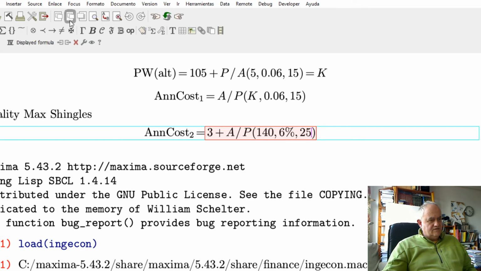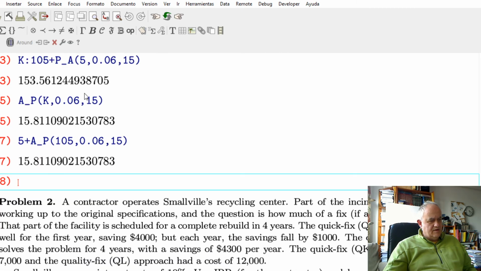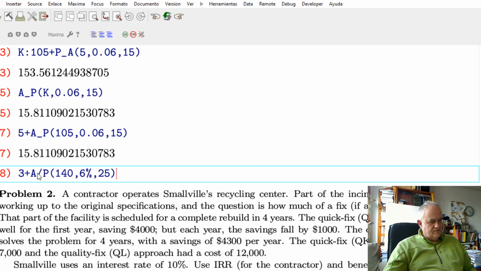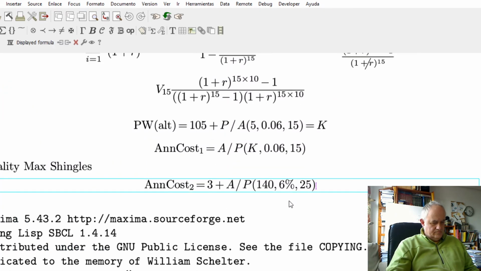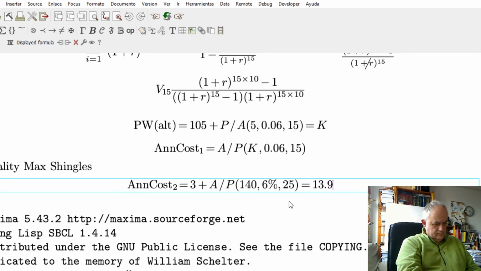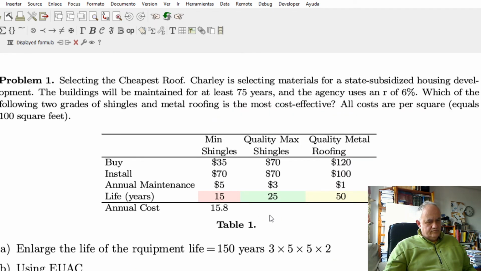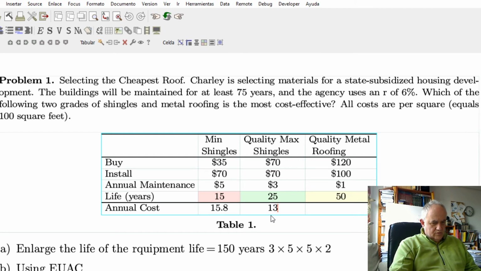Let's take this formula, let's come into Maxima, and let Maxima do the arithmetics for you. Just remember to switch this and to simplify this. 13.95 is the percent cost. Okay, so we can now see that there is a reduction in cost here.